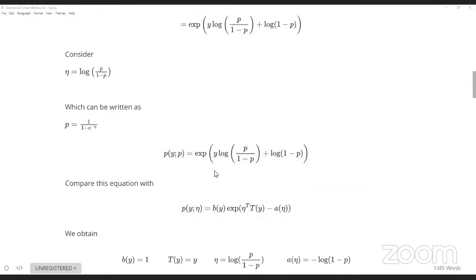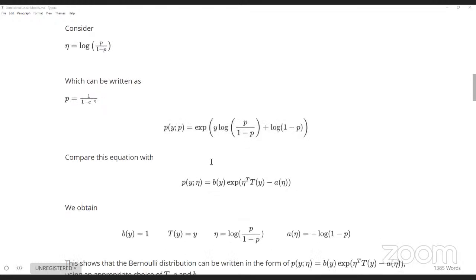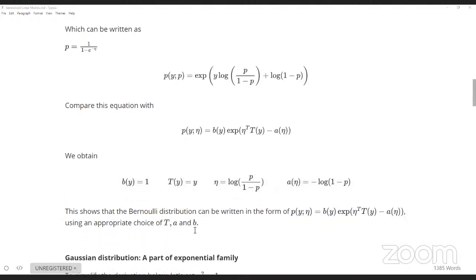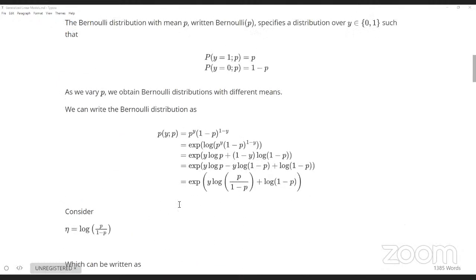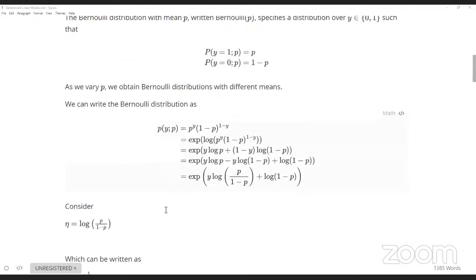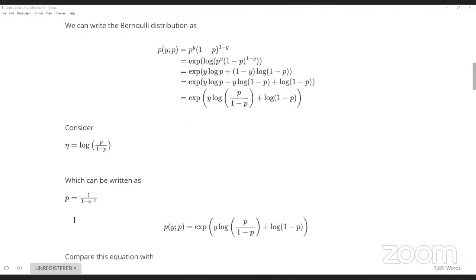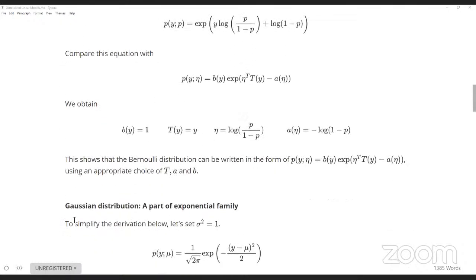Yeah, so just compare these things. By comparing, you can see that eta becomes log (p/(1 minus p)), and the sufficient statistic T(y) becomes y, the sample itself, right? So for Bernoulli, you can just remember what the natural parameter is. That is enough for our case.